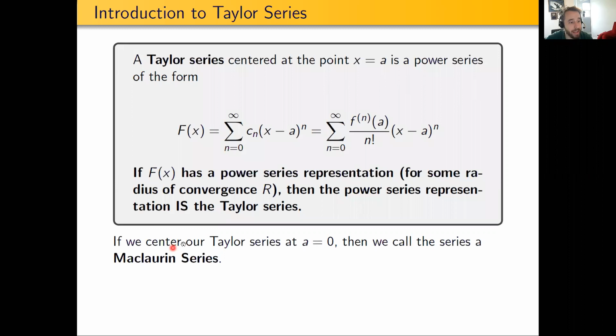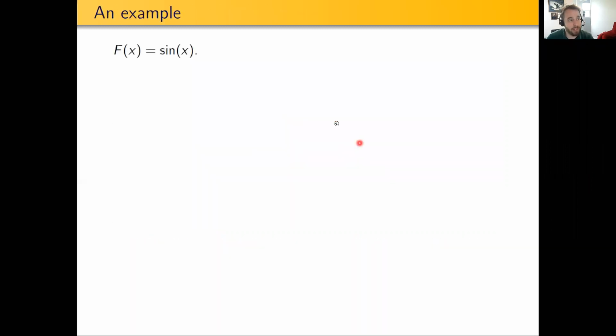Oh, I should say, if we center our Taylor series at a equals 0, and so that simplifies this formula a little bit, we call the series a Maclaurin series, just like our relationship between Taylor polynomials and Maclaurin polynomials. Okay, so let's look at an example. Let's look at the function f of x equals sine of x, and let's calculate a Taylor series representation for this, or rather a Maclaurin series representation. So we'll focus at a equals 0.